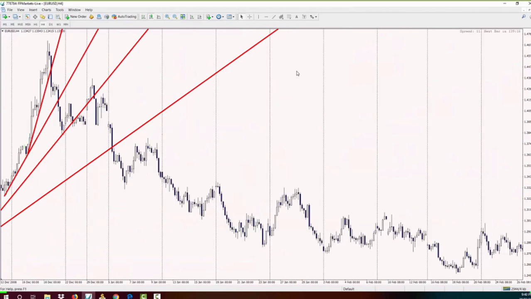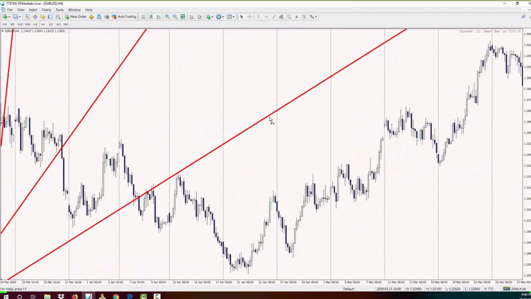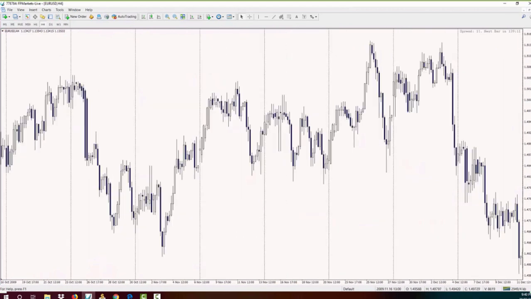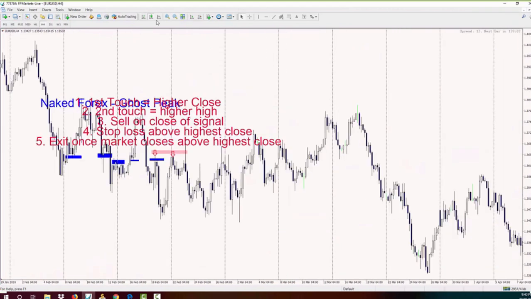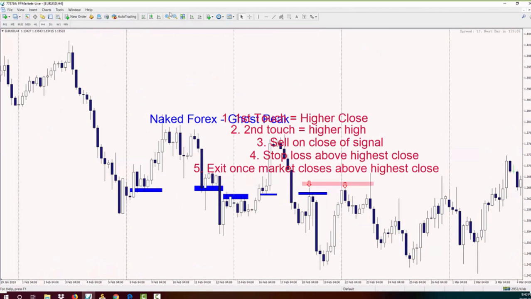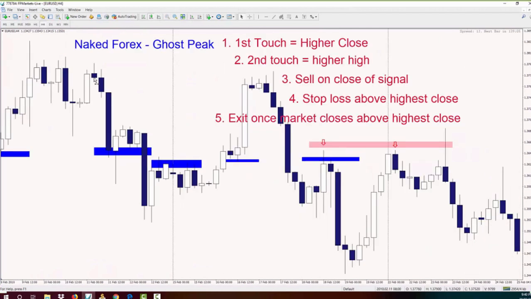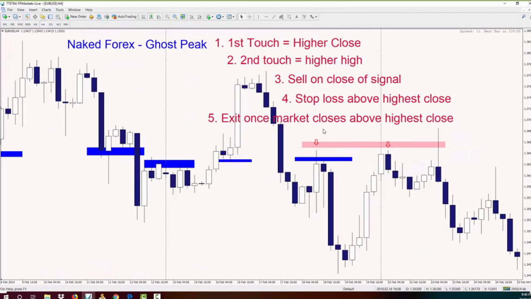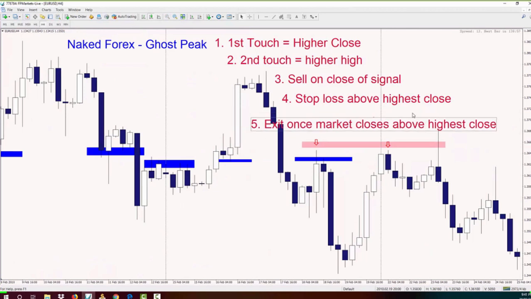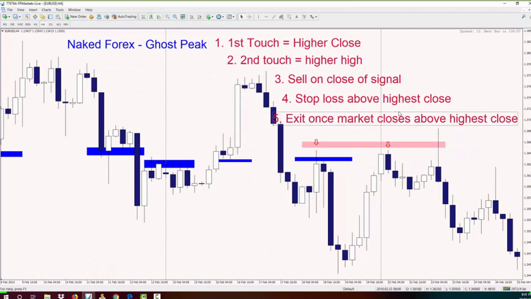In case you're wondering, where are those rules? There they are right there. There are the rules for those of you that want them. Again, you will reverse these rules for a ghost valley. First touch has a higher close. Second touch has a higher high. You sell on the close of the signal candle. The stop loss is above the highest close. And then you get out once the market closes and makes a new higher close, or hits your stop.